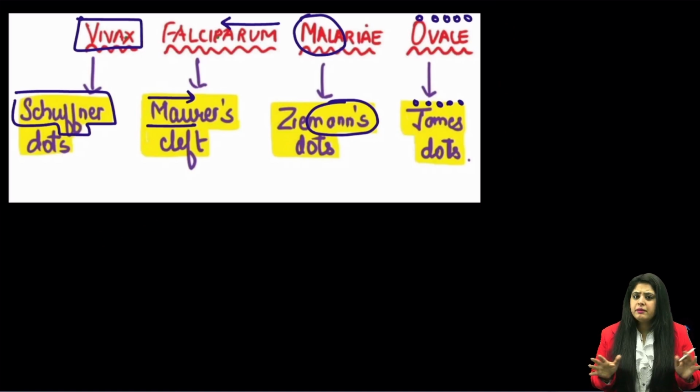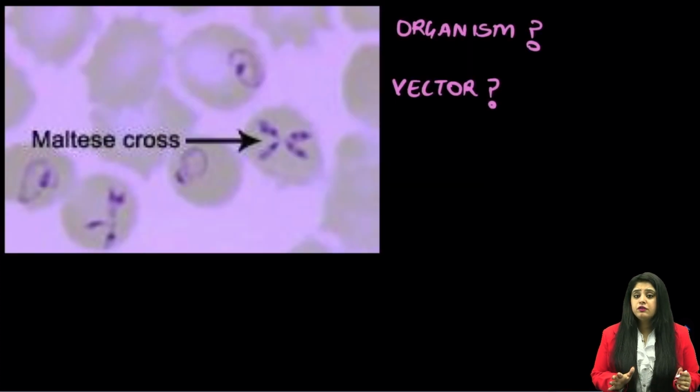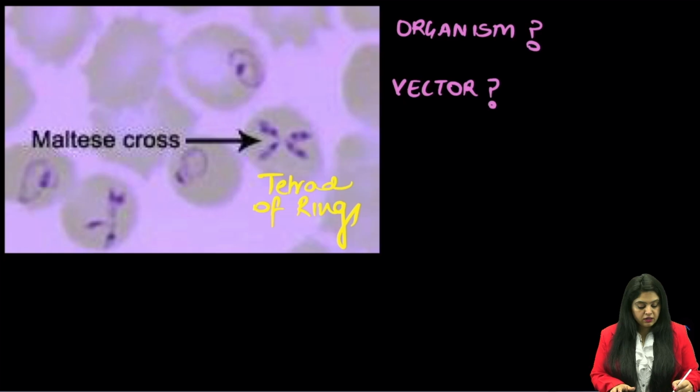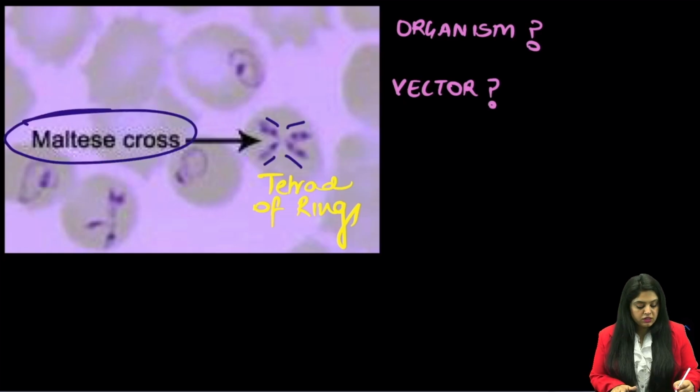Now the same kind of rings, but suddenly I have made it like lots of rings. Now what do you want to call it? Now there's not one ring. I would call it a tetrad of rings. What is this known as? Tetrad of rings. Four rings are making a cross. 1, 2, 3, 4. Four rings are making a cross, known as Maltese cross appearance.